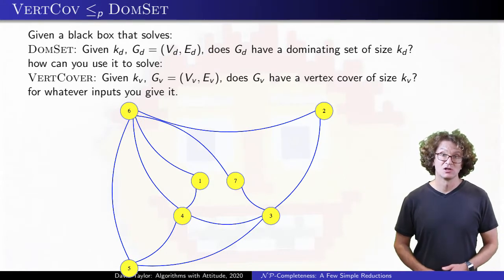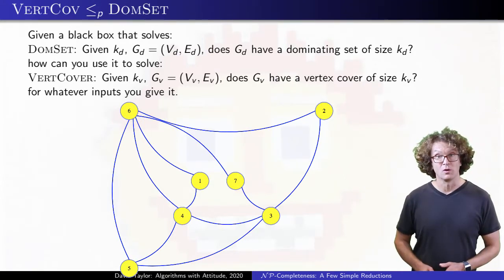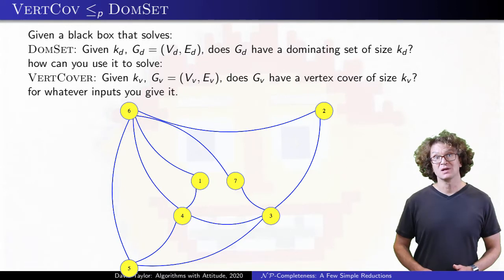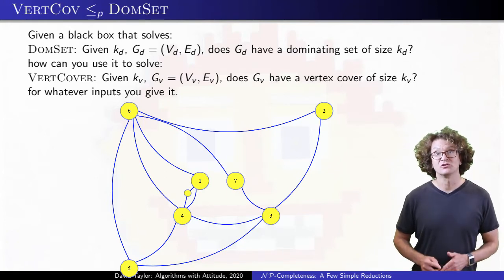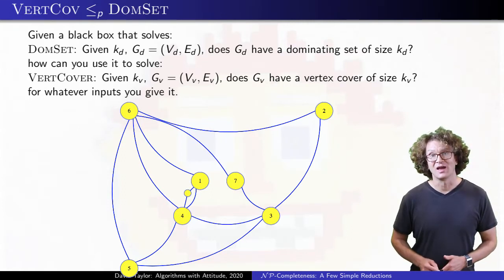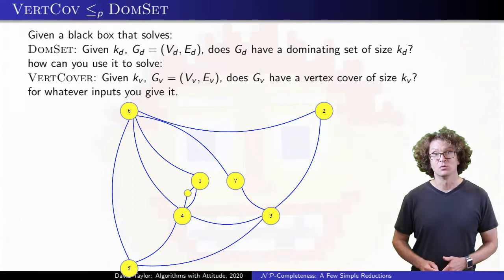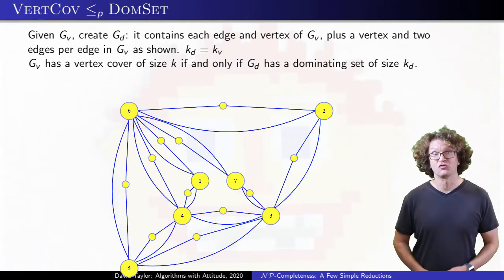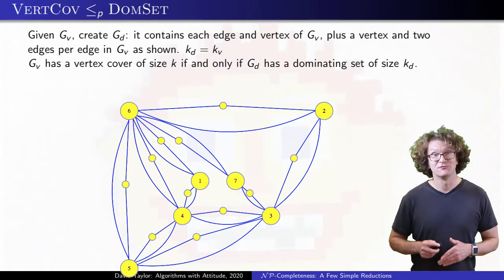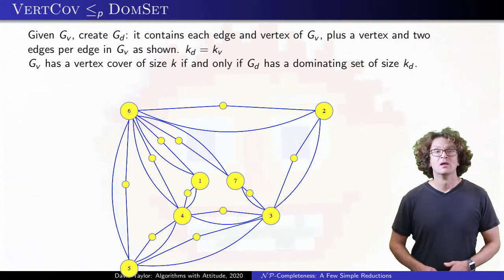Considering the edge from vertex 1 to 4, for that edge I'm going to create a brand new vertex. I won't label it and I'll make it small, and I'll give it 2 edges to the 2 vertices of that original graph. Those will be part of our dominating set instance graph. It will have all of the original vertices and edges, plus one of these little vertices and 2 edges for every edge in the vertex cover instance.